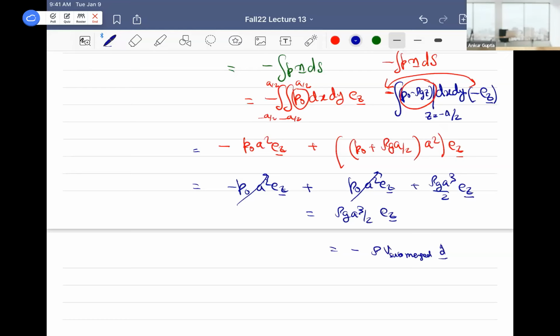Any questions here? This is a good exercise to just make sure you are understanding everything there. Everything is clear, there's no confusion. Any questions?